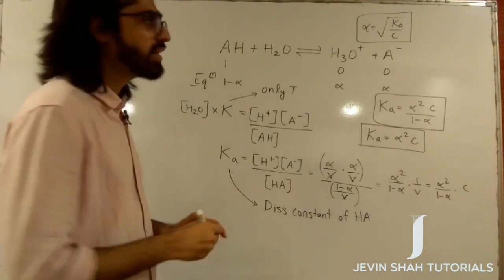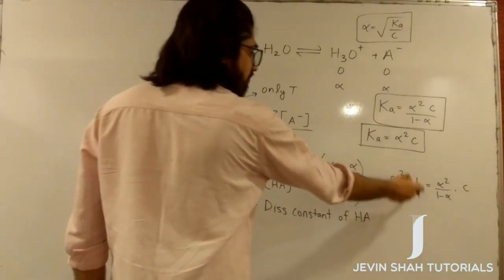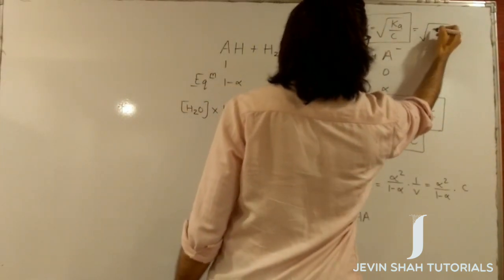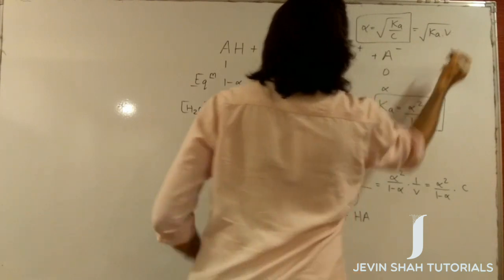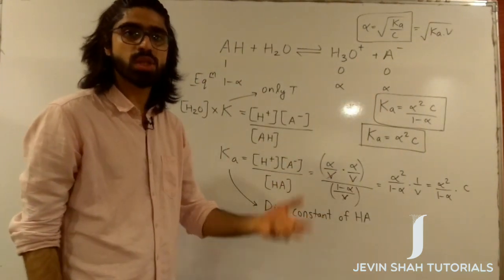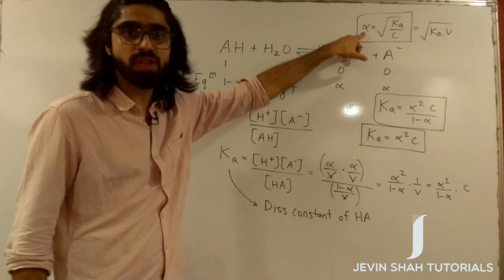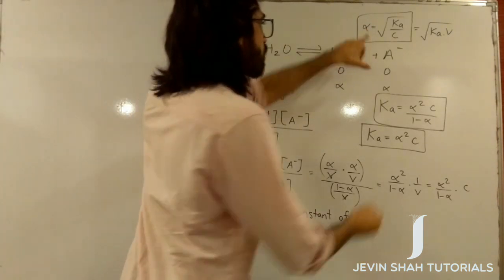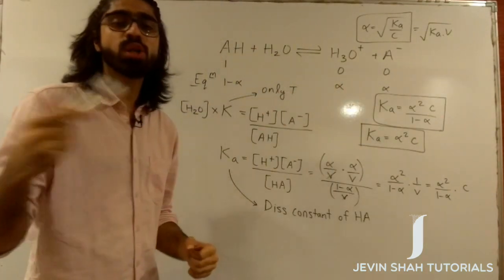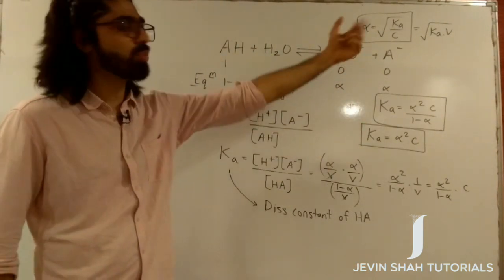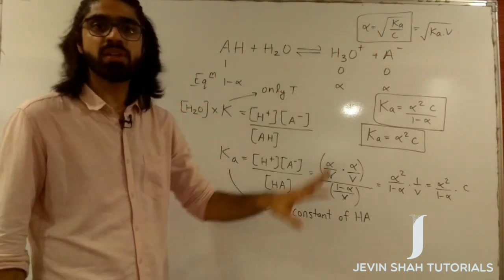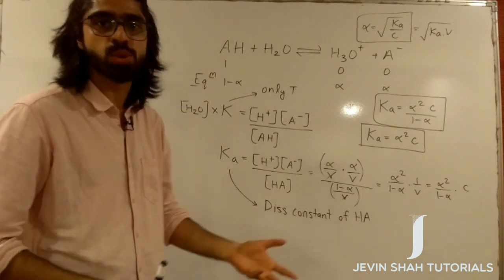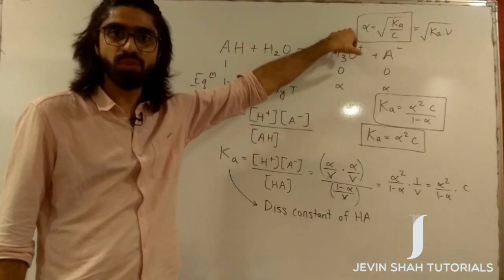It is often stated in this way also. We said that 1 upon V was equal to C, so you can write 1 upon C as V, and you can claim that alpha is root of Ka multiplied by V. So Ostwald's dilution law can also be stated as: the degree of dissociation of a weak acid is directly proportional to the square root of the volume of the solution. So you can call it proportional to root V, or you can call it inversely proportional to root C. Okay, so that is the statement of Ostwald's dilution law.